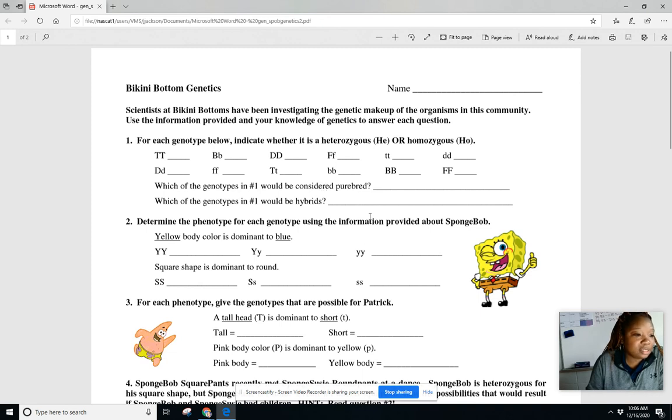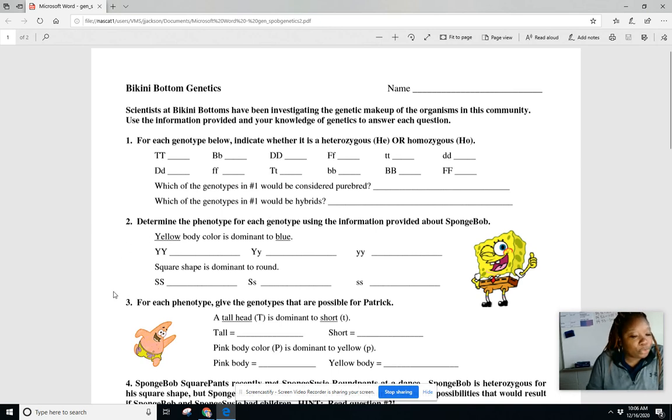Homozygous, heterozygous. Okay, so down here it says determine the phenotype for each genotype using the information provided about SpongeBob. So we have a yellow body color is dominant to a blue body color. So we know the yellow is dominant and the blue is recessive because it says dominant to. If it's dominant to, that means blue is the recessive one, yellow is the dominant one.